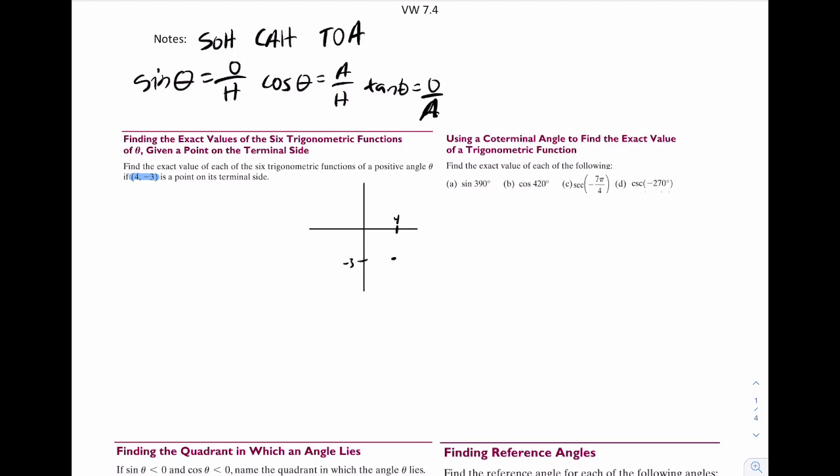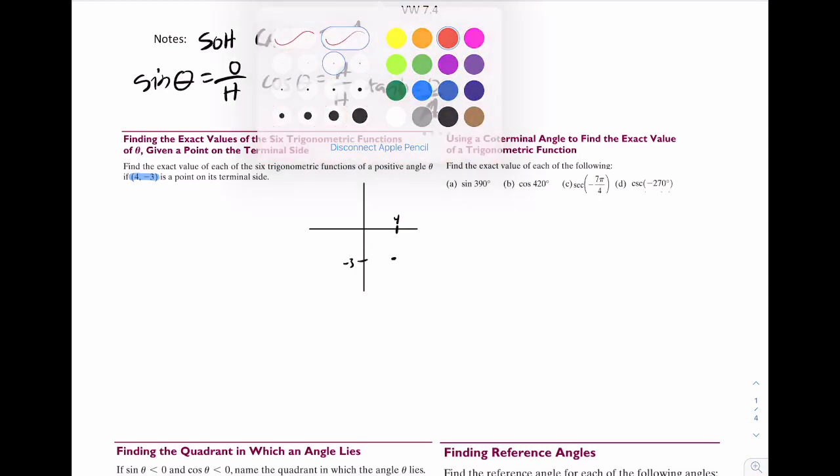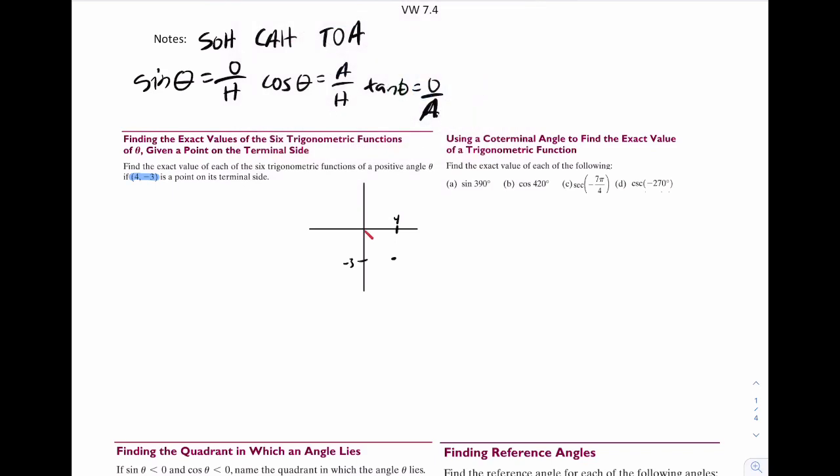Now that's going to be important. The way you're going to draw this triangle is you always connect to the origin like that and drop to the x-axis. There's your theta right by the origin. So again, number 1, connect to the origin. Number 2, drop to the x-axis.